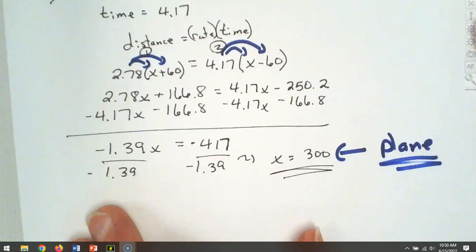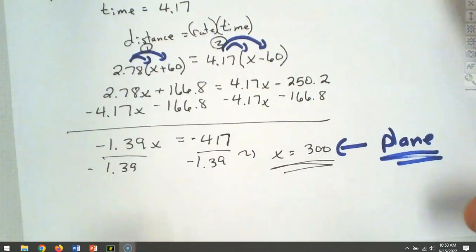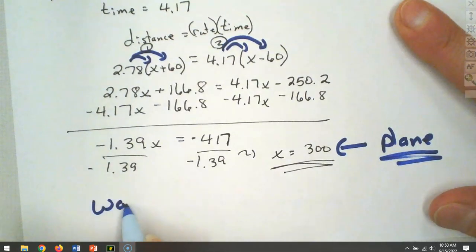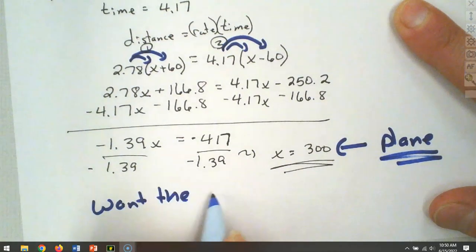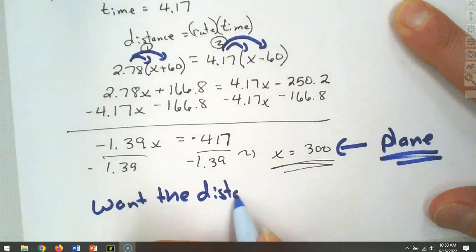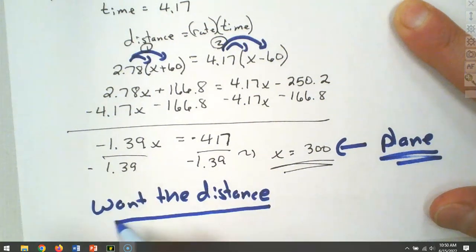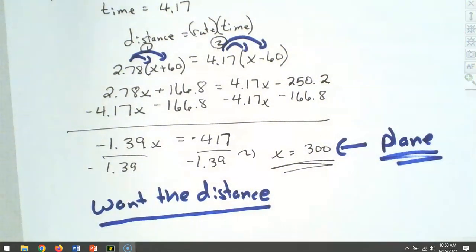Now, what we want at the end is we want the distance. So we have to find that distance. Now, distance is the rate times the time.